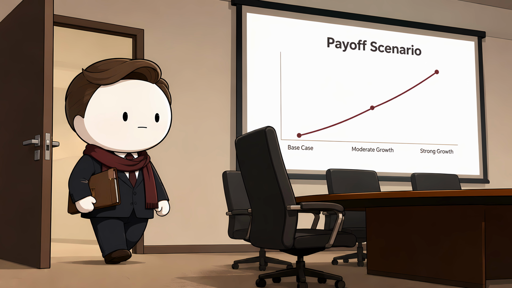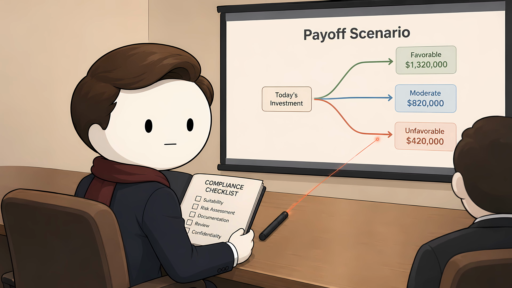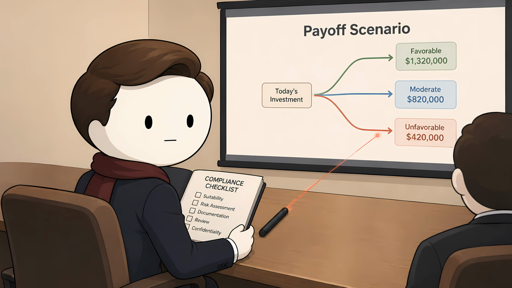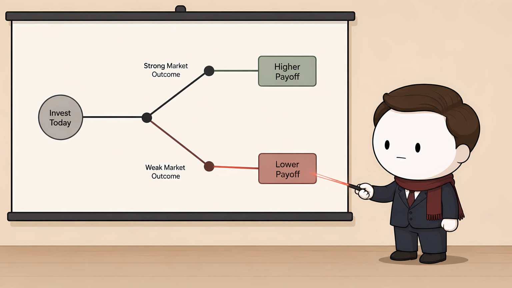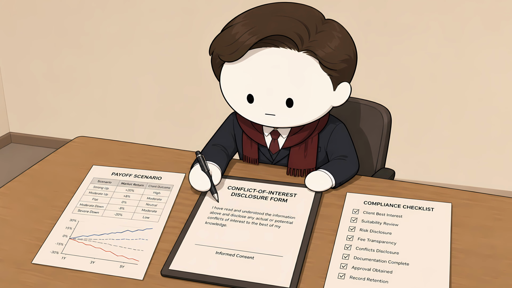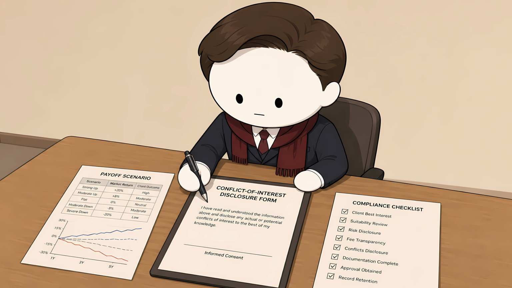You enter the meeting room with the structured note payoff scenario on the screen. In the meeting room, you open the compliance checklist beside the payoff scenario. You follow the lower payoff branch with the laser pointer. With the disclosure form on conflict of interest, you pause before the informed consent line.